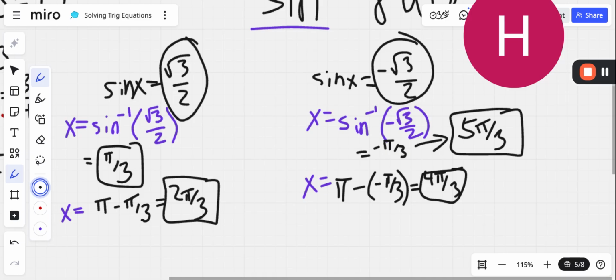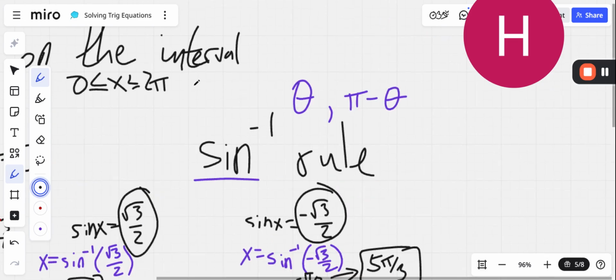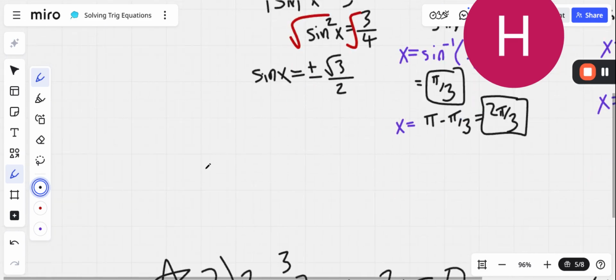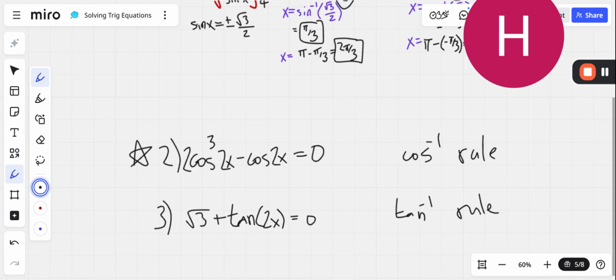Okay, so the sine inverse rule is a supplement angle. You take the angle and the supplement. Let's move on to the next problem. And I want to make some more space.